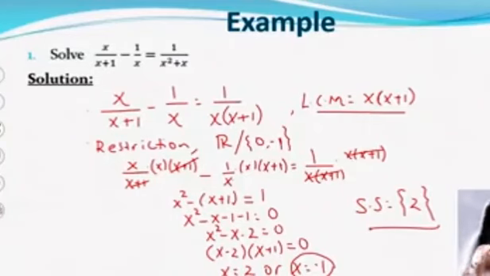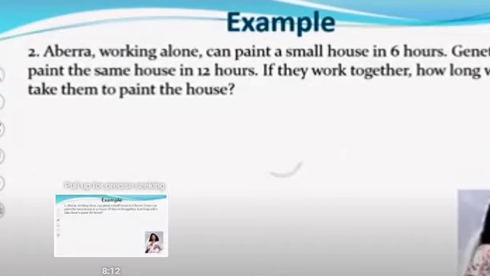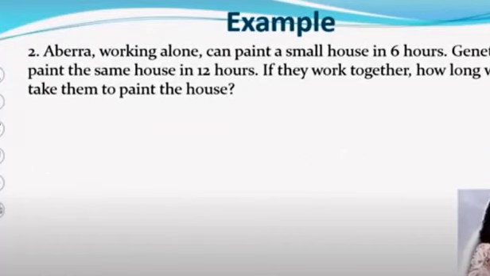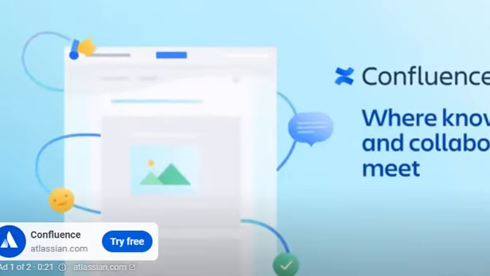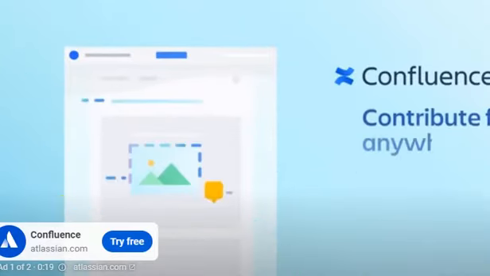Now, before the solution, let's see one thing. Gannet can paint the house in 12 hours. If she works alone, she completes the whole job in 12 hours.